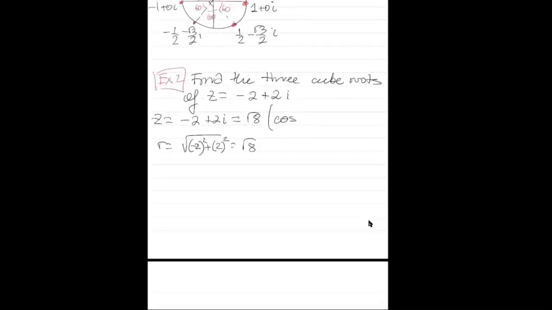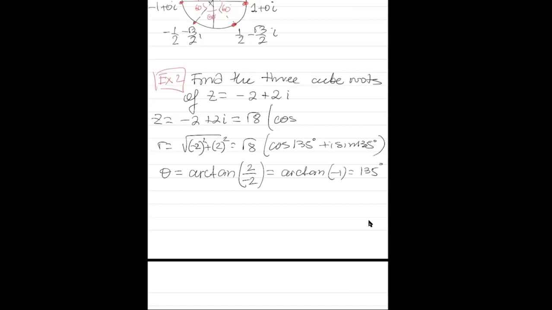We can sketch a picture, or we can use the formula that theta, the angle, is arctan, or inverse tangent, of b over a. So 2 over negative 2, which is arctan of negative 1. We know the angle is 135 degrees, so in the second quadrant. So back here, our trig form is cosine of 135 degrees plus i sine 135. We can do degrees or radians, it doesn't matter. So here's our number in the trig form.